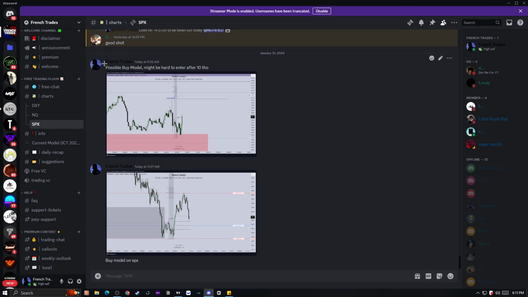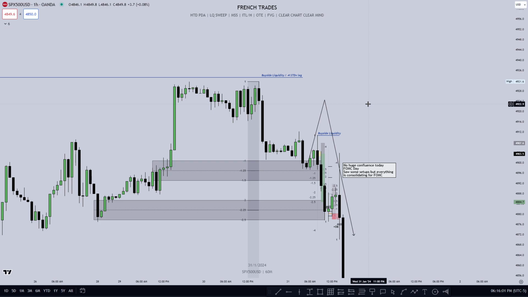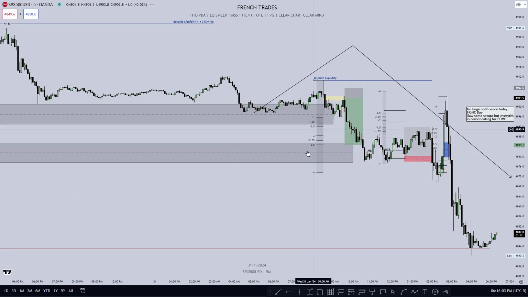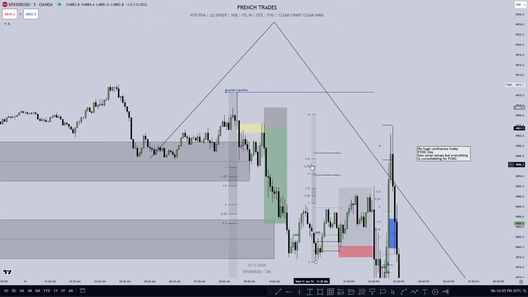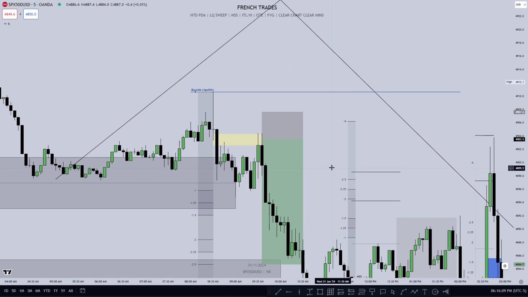I said, possible buy model, might be hard to enter after 10, known, right? So I saw this buy model here, and I'll talk about this right now. We'll go straight to the 5 minute, and we'll look at this buy model that almost gets created.